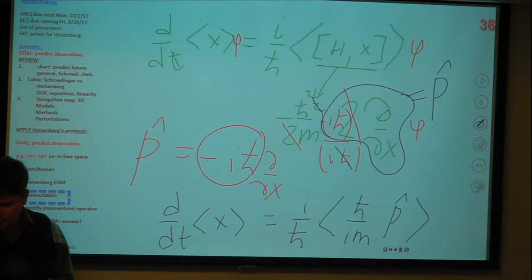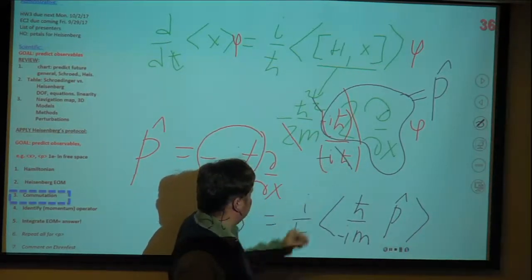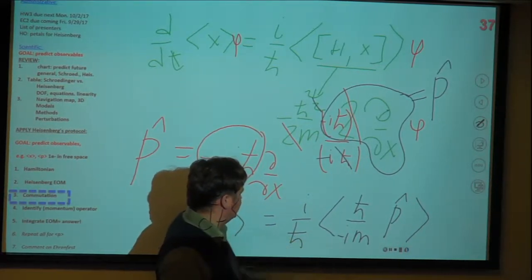I do not like making errors, but I always do them. So let's be careful with the minus sign, right? So there should be minus i h bar here and there. And then we have it here.